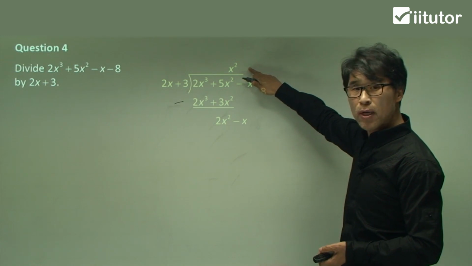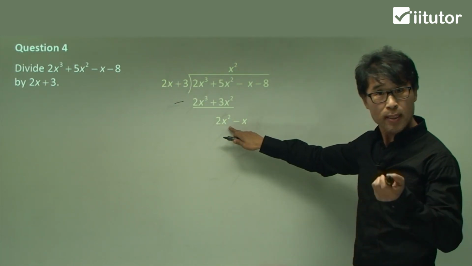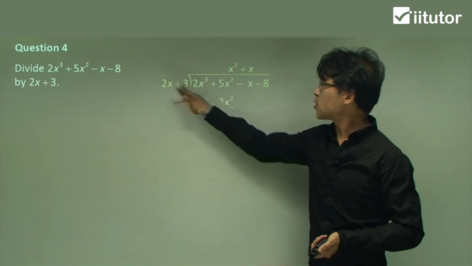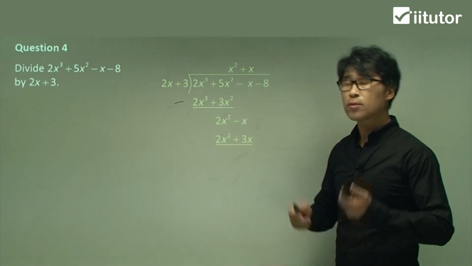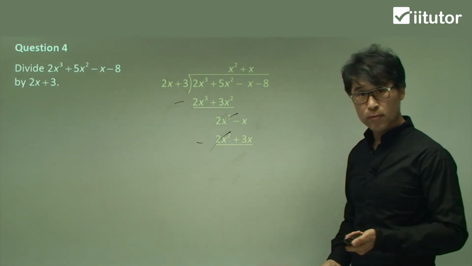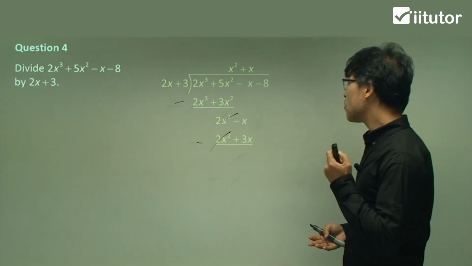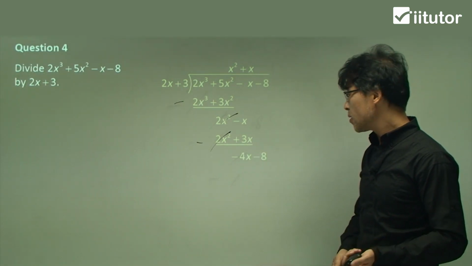And then think about what you need right here. 2x times what is 2x squared? Yes, plus x. Just a single x. So x times 2x plus 3. What is it? 2x squared plus 3x, sorry. Take them away. Gone. Right on. Negative x minus 3x, what do you think? Negative 4x, and take negative 8 down.